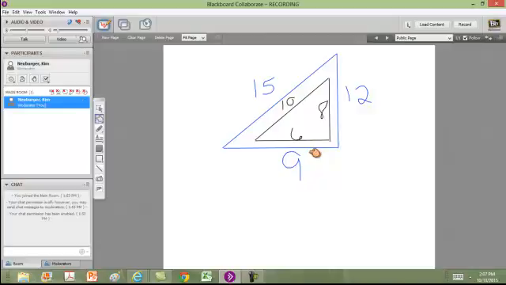In the right triangle, the side called the hypotenuse is the one across from that 90-degree angle. So in the small triangle, that's 10, and in the big triangle, that's 15. So let's name that the hypotenuse. The other two sides are what we call legs.